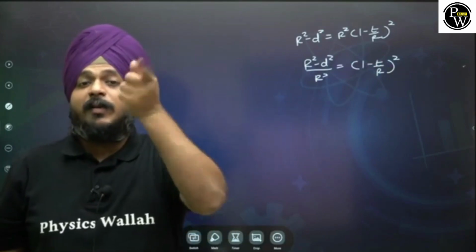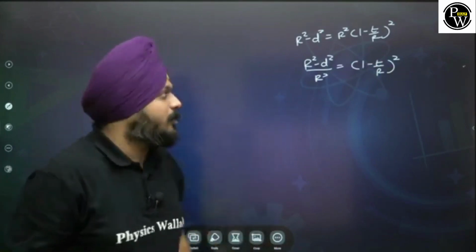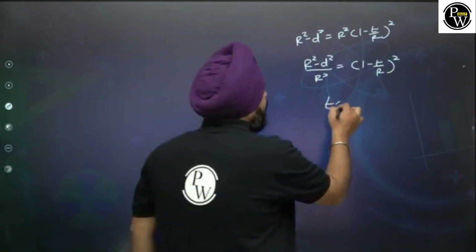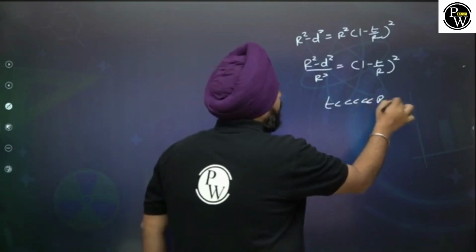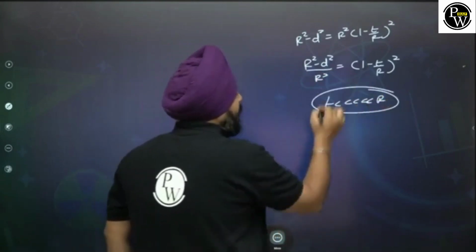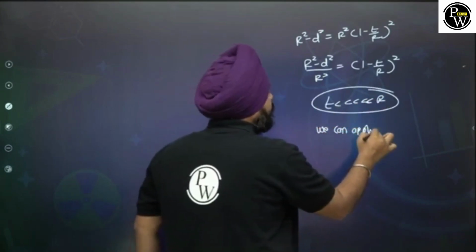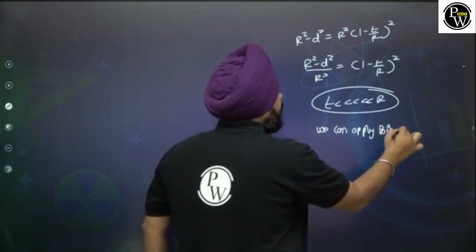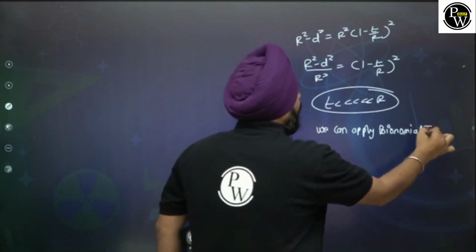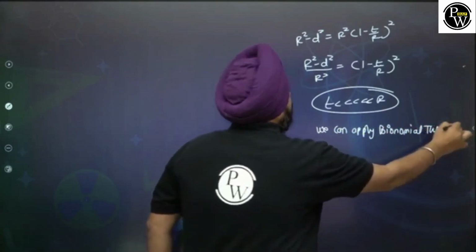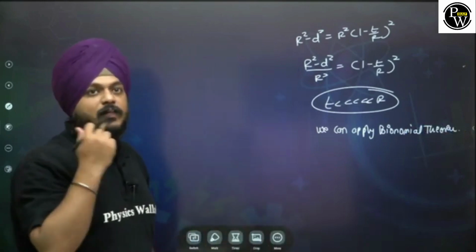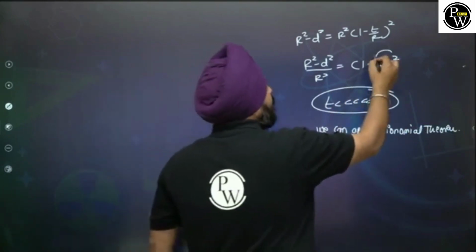So it is very less than the radius of curvature. The thickness is in mm and it is very less than the radius of curvature, so here we can apply the binomial theorem. In physics, we are all aware of how to apply the binomial theorem, right? On applying the binomial theorem, this will come up here.